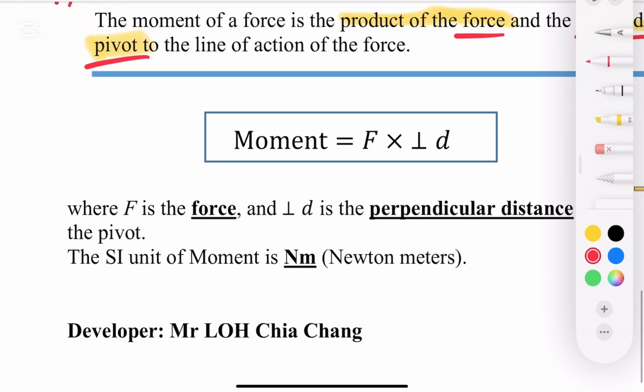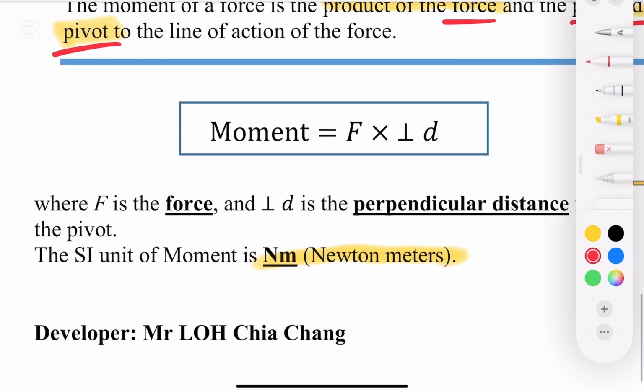The SI unit for moment is newton meters. So why newton meters? Because force is measured in newtons. All forces are measured in newtons, and the meters is because of the perpendicular distance. So when you multiply force by perpendicular distance, you get the SI unit of newton multiplied by meters, so newton meter.